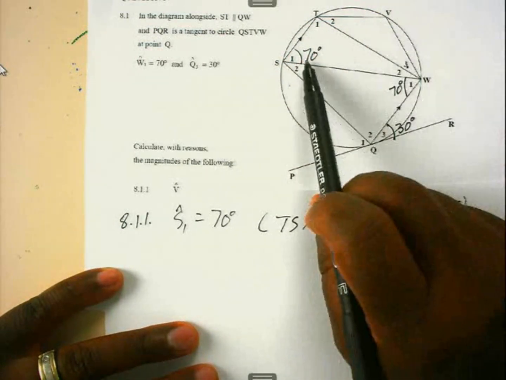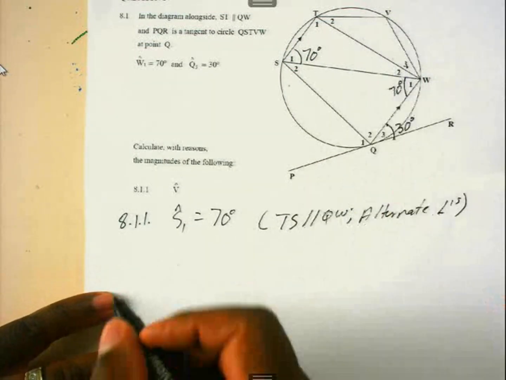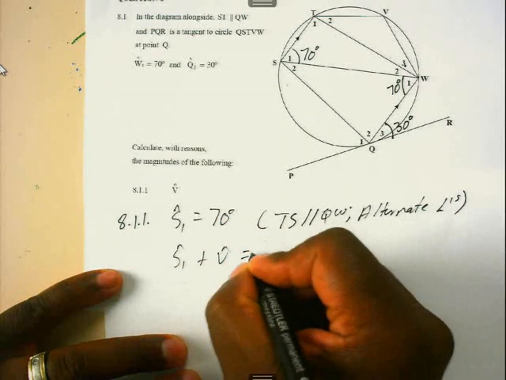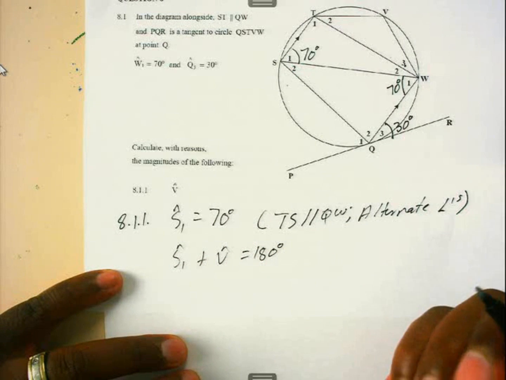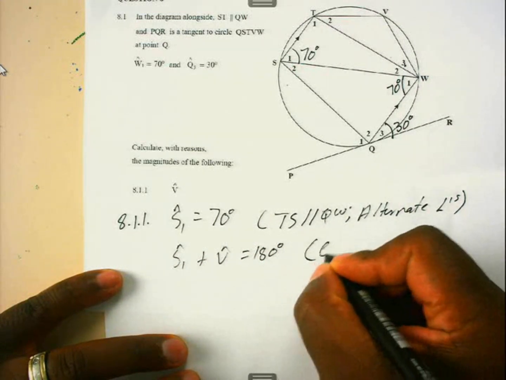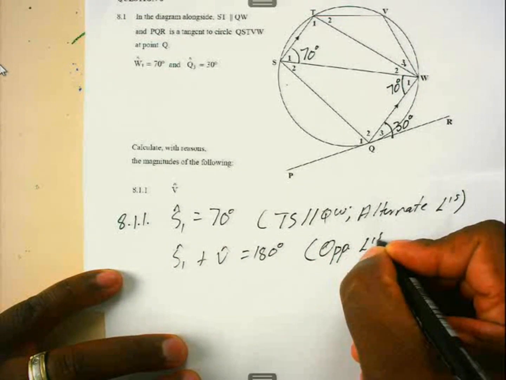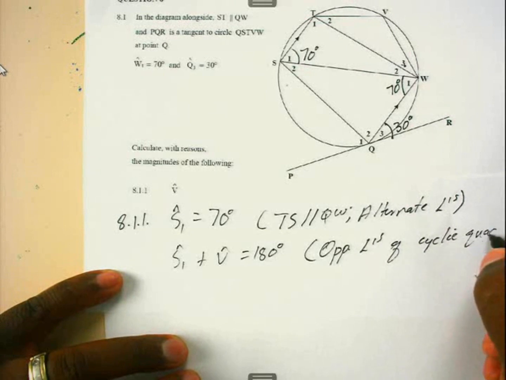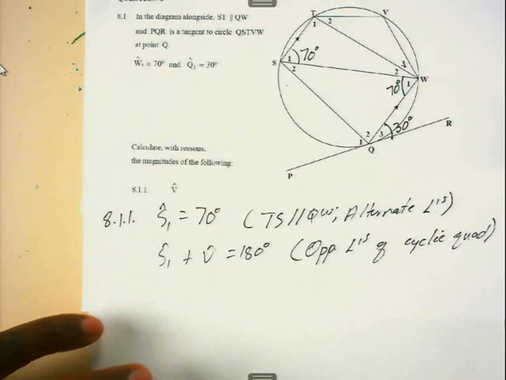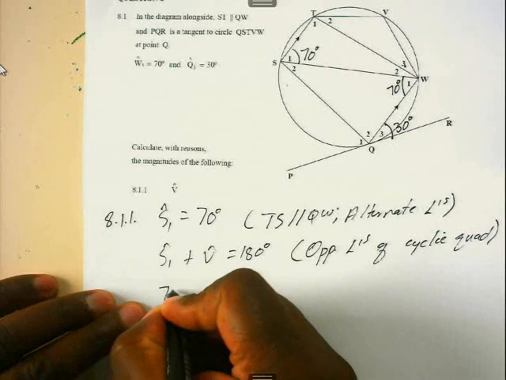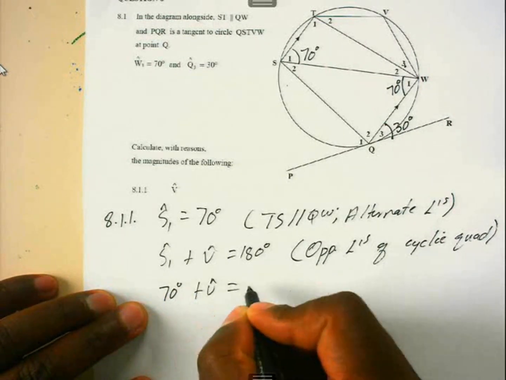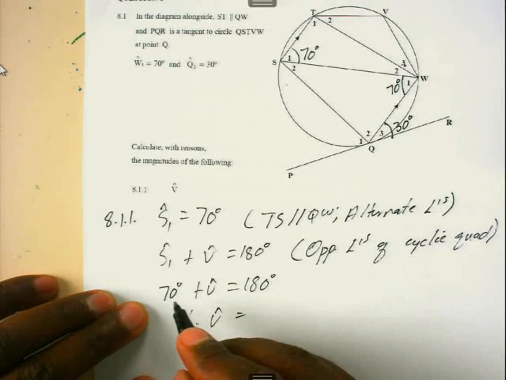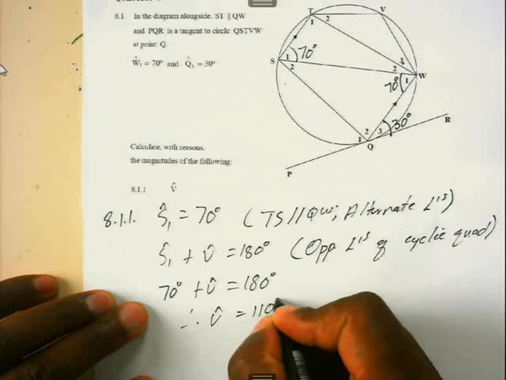Now we can relate S1 to V by saying angle S1 plus angle V gives us 180 degrees. The reason for that statement is that these are the opposite angles of a cyclic quad. Let's substitute. S1 is 70 degrees plus angle V equals 180 degrees. Therefore, angle V will be equal to 180 degrees minus 70, which gives us 110 degrees.